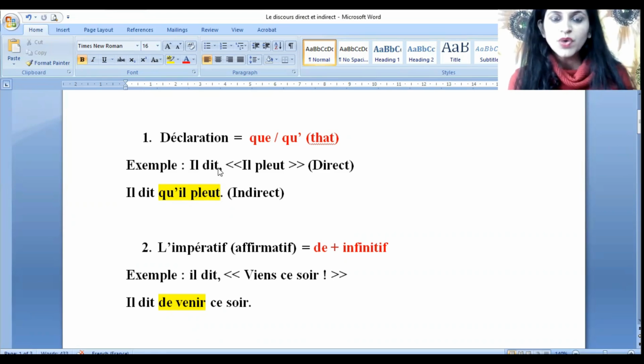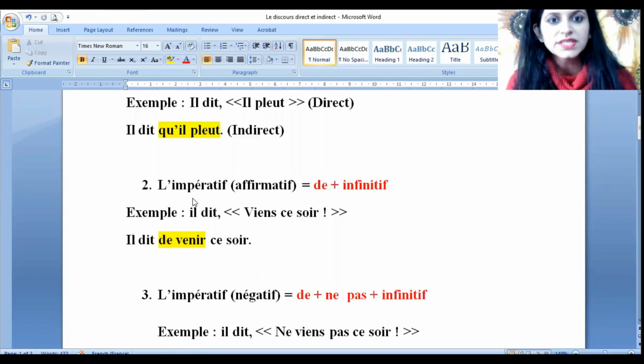Okay, so the first point is declaration. In a declaration sentence, the same person is saying something. Il dit, il pleut. He's saying it rains. So how do you join the sentence? You join the sentence with the help of the word que. Okay, it can be Q-U-E or Q-U apostrophe if the subject pronoun is starting with a vowel. Okay, so il dit qu'il pleut. He's saying that it is raining. Okay, so let's move ahead to the next point.